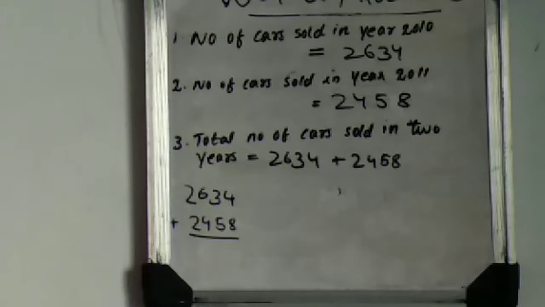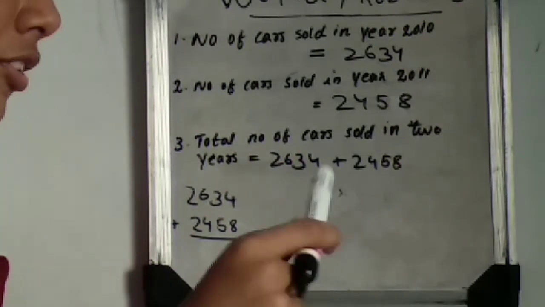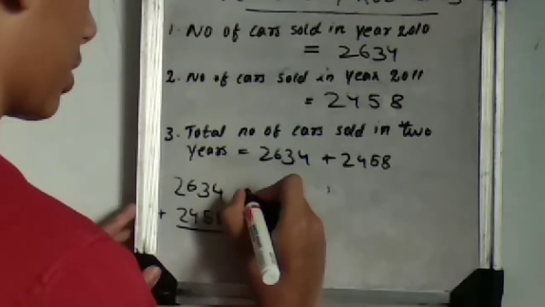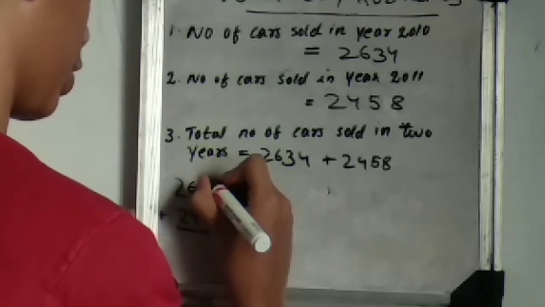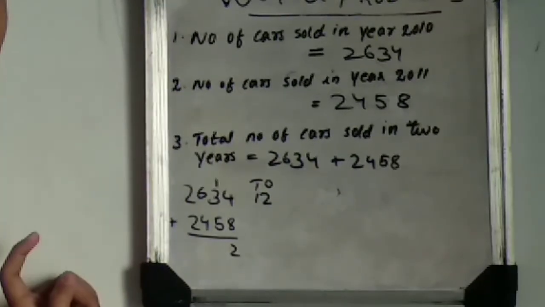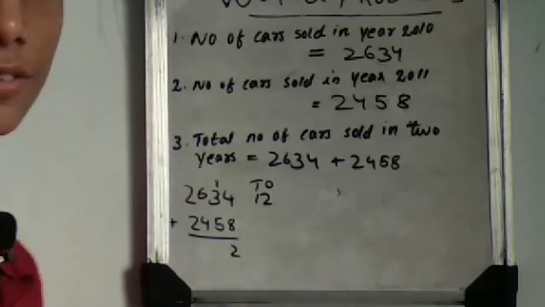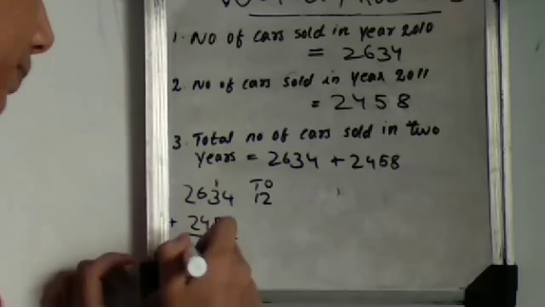4 plus 8: 8 in your mind, 4 in your hand. After 8 it is 9, 10, 11, 12. So a 2-digit number is coming, write these tens and ones. In the ones place it is 2, so write 2 here and 1 as a carryover. 1 plus 3 is equal to 4. 4 plus 5: 5 in your mind, 4 in your hand. After 5 it is 6, 7, 8, 9.